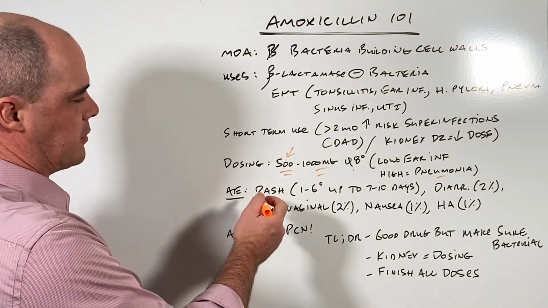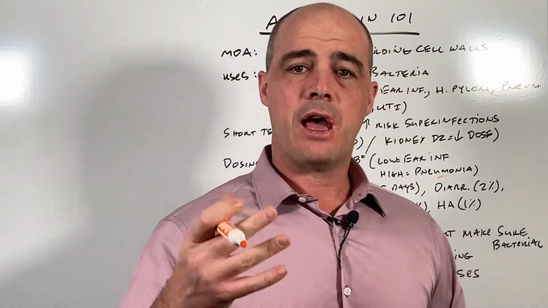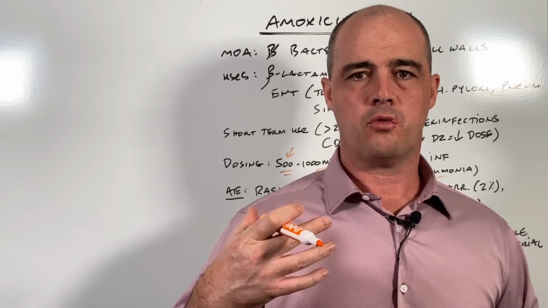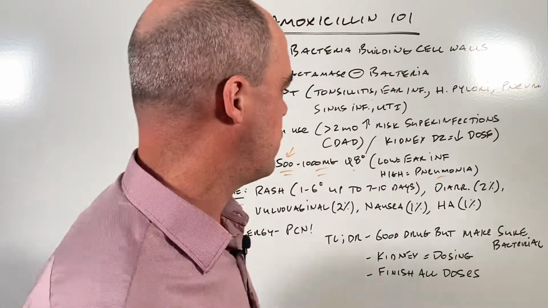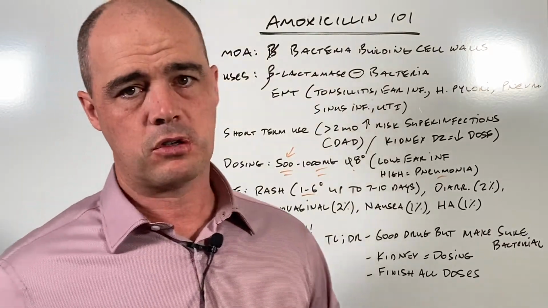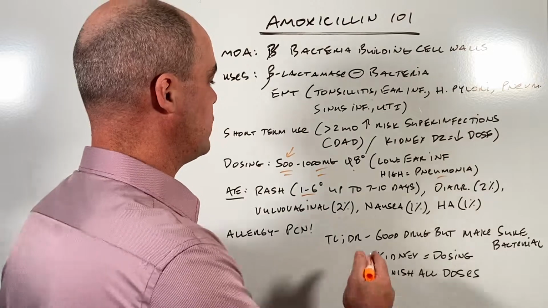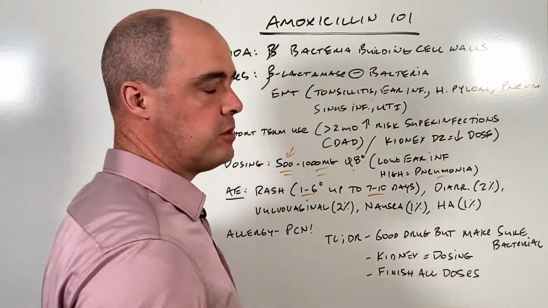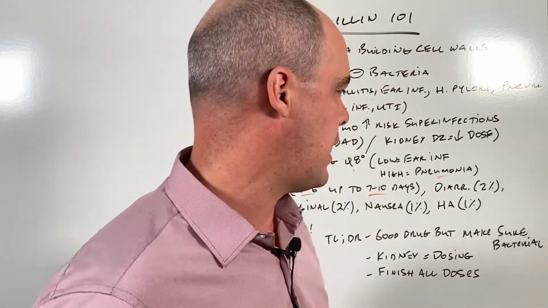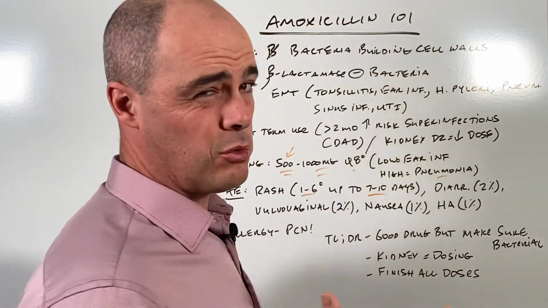How about side effects? So the main thing we look at is, is somebody going to have an allergic reaction, and if they do, it's going to show up as a rash, as hives, those sorts of things. If it pops up, we usually see it within 1 to 6 hours of that first or second dose. We can see it later. We can see people develop those allergies 7 to 10 days out. Not as common, but it can happen. Outside of that, it's actually really well tolerated.